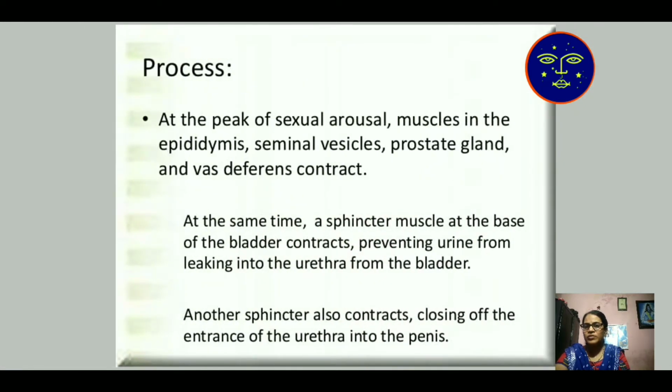At the peak of sexual intercourse, the epididymis, seminal vesicle, prostate gland and vas deferens, all the muscles contract. At the same time, the sphincter muscle at the base of the bladder contracts, preventing urine from leaking into the urethra. Another sphincter also contracts, closing the entrance of the urethra.